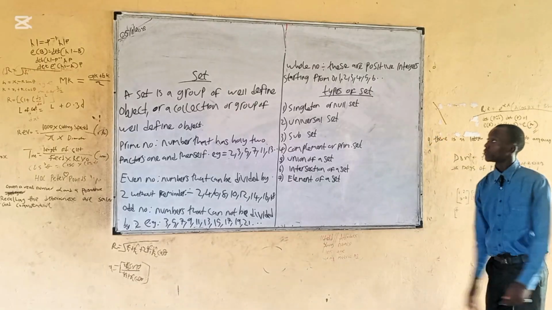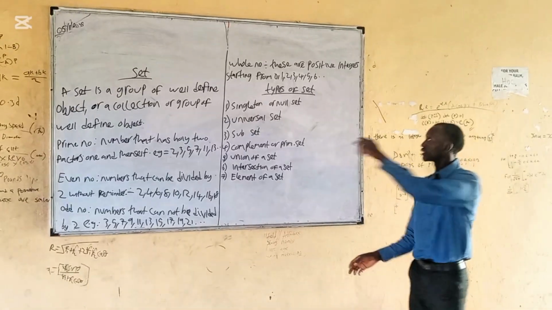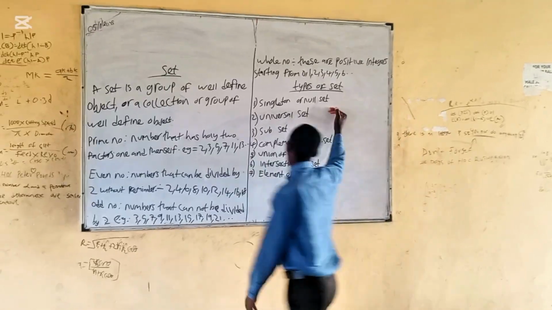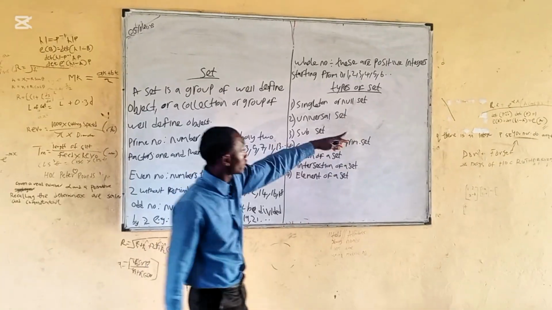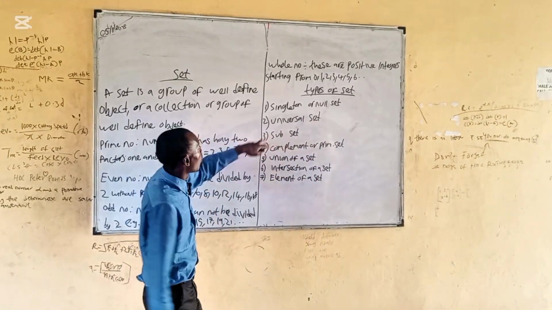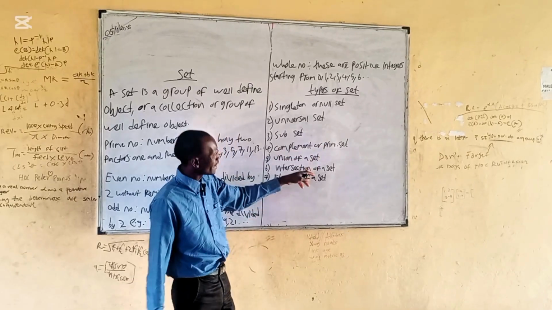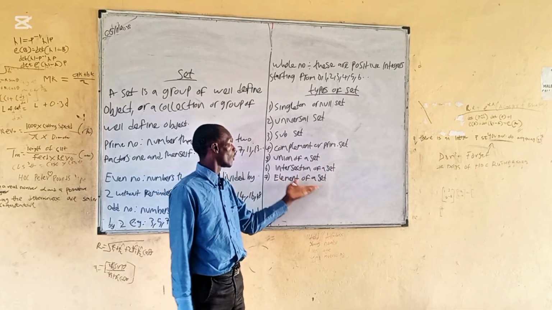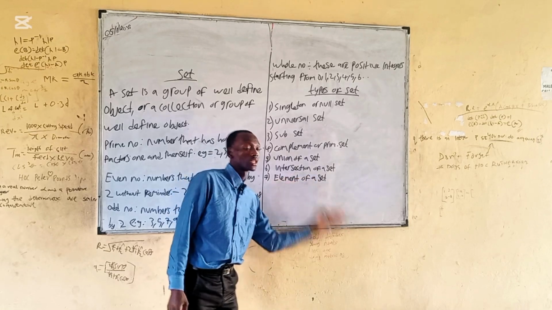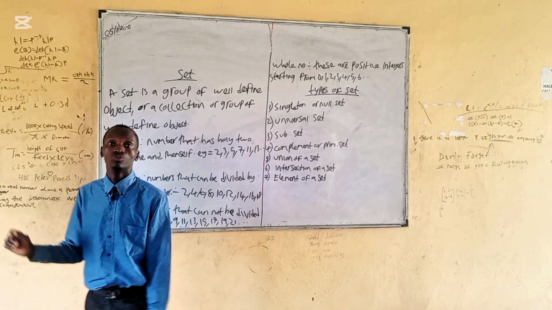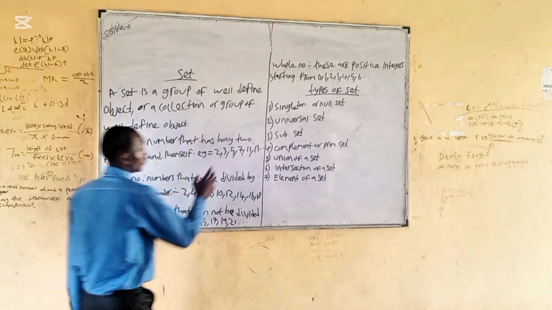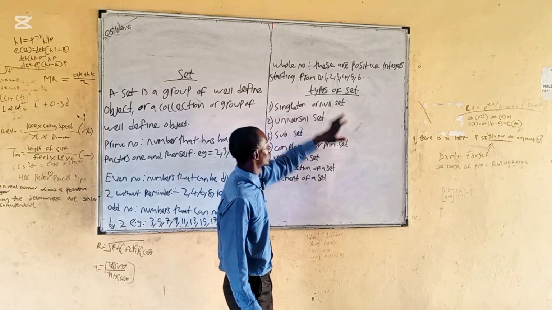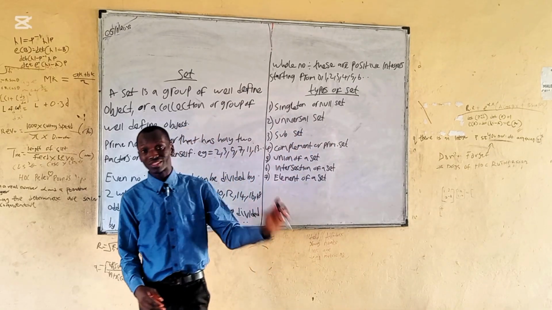Now, let's go to the types of sets. The types of set we have are the singleton or null set, the universal set, the subset, the complement or prime set, the union of a set, the intersection of a set, and the element of a set. Now, we're going to start from number 1. We're going to start with the singleton or null set. This is how we're going to do it.